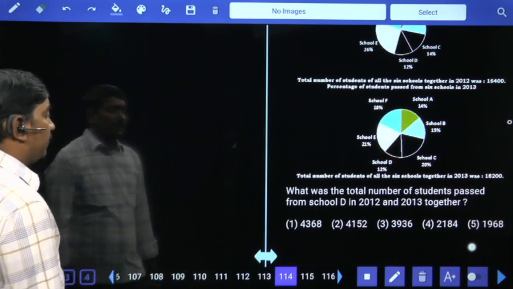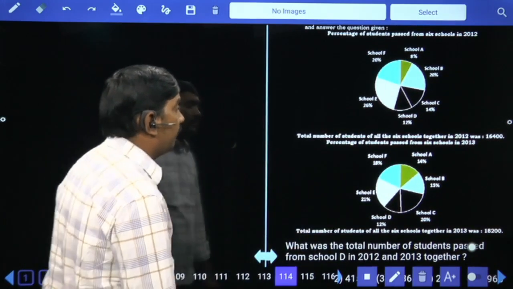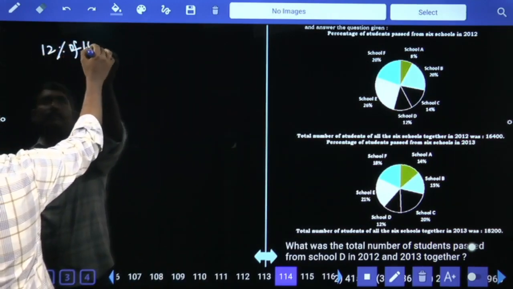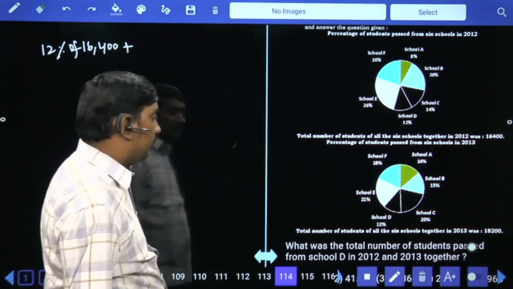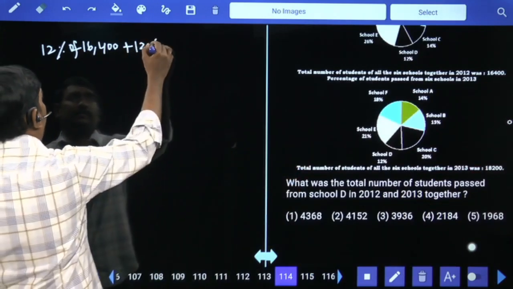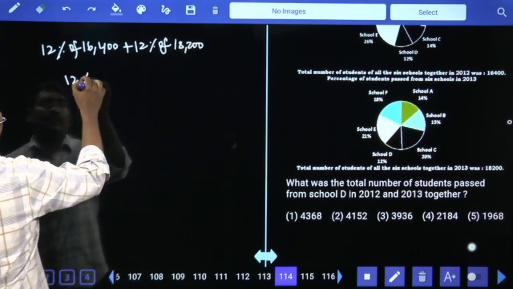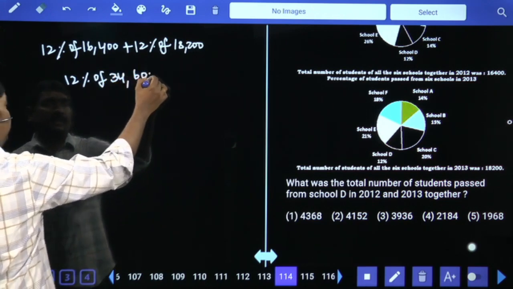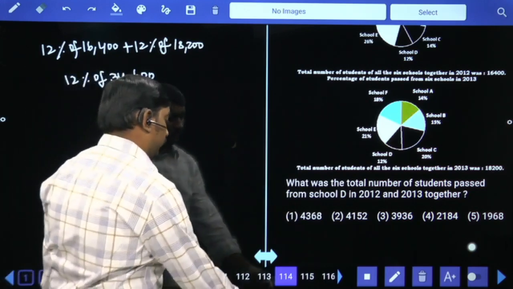Total number of students passed from school D in 2012 and 2013. 12% of 16,400 plus 12% of 18,200. In both cases 12% is common, so 16,400 plus 18,200 is 34,600. The answer ends with 2, which means the second option.